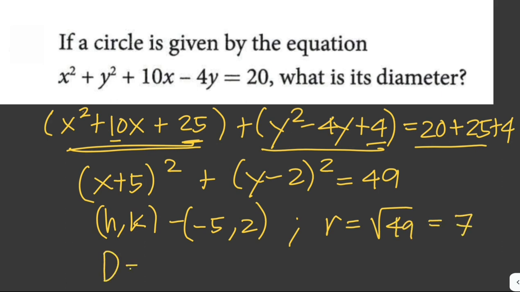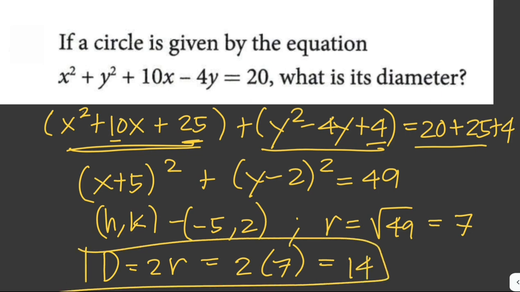So the diameter is just twice the radius. So this is just equal to 2 times 7, which is equal to 14. So the value of the diameter is equal to 14.